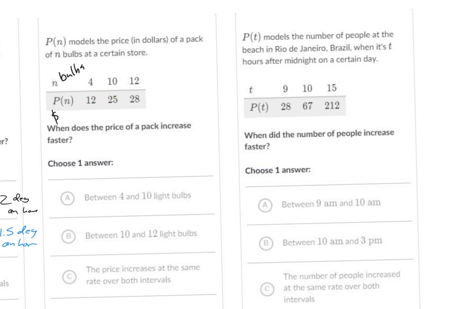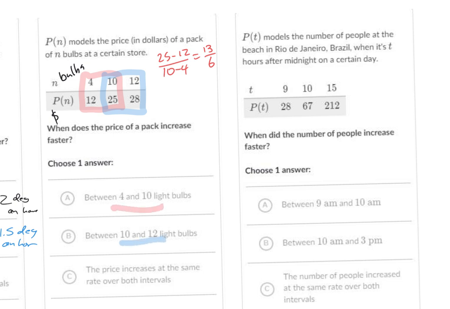Let's try both. So I'll do this rate of change first. I'm going to say 25 minus 12 over 10 minus 4. 25 minus 12 is 13, 10 minus 4 is 6. Okay, that doesn't reduce to a nice neat number, but we could say that it's about 2, a little bit more than 2, because 12 divided by 6 is 2, so 13 divided by 6 must be a little bit more than that. All right, then the next interval is from 10 to 12, right?